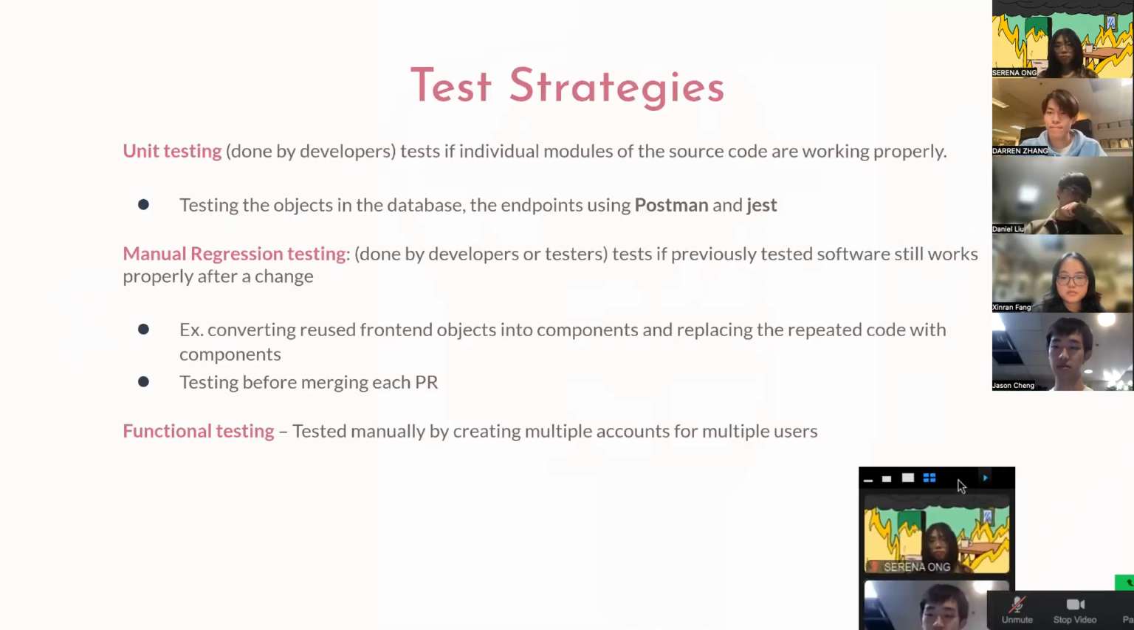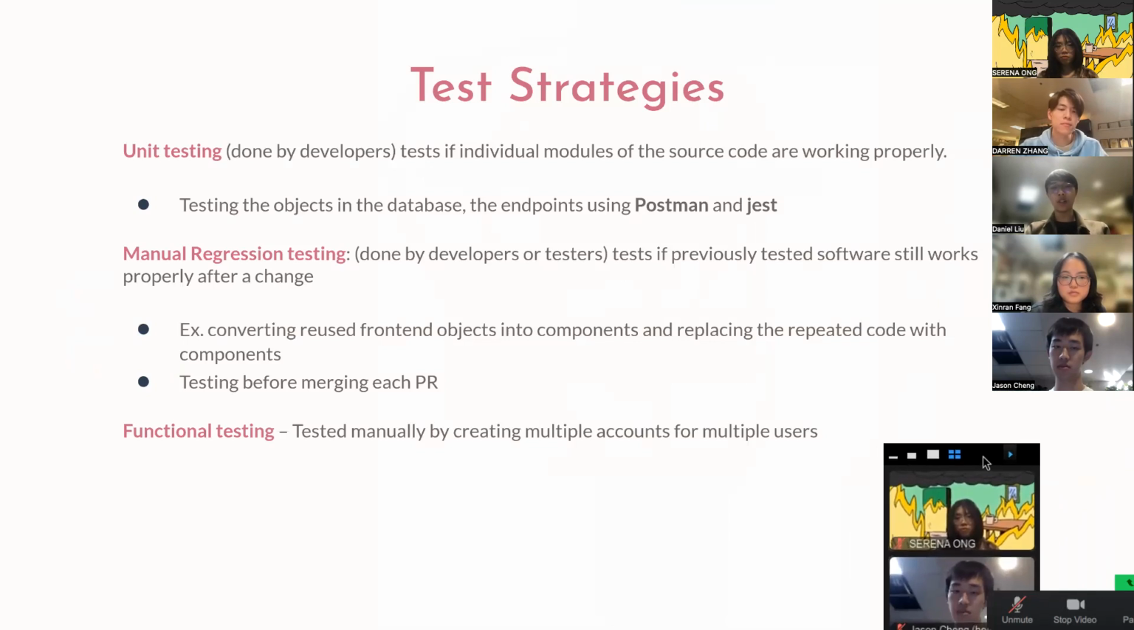Okay, so in terms of testing strategies, we use 3 different ones. The first one is unit testing. So this is to test if individual modules in the code work. So to test the database and all the endpoints, we use Postman for manually testing them, and then also Jest for automated tests. And then we also did manual regression testing. This is done after PRs to see if things worked when we made changes.